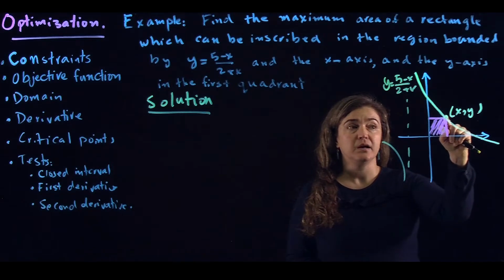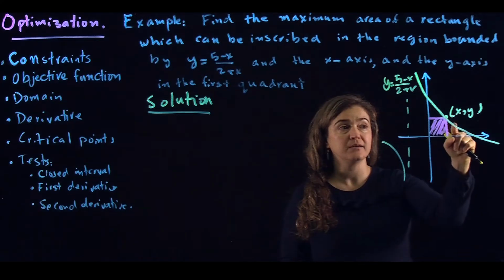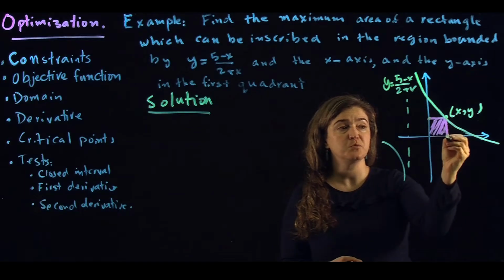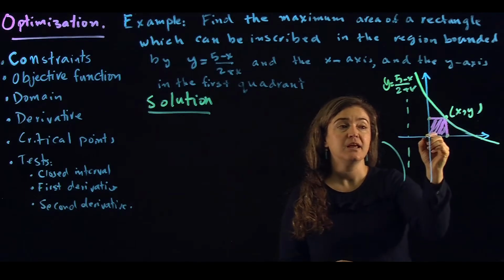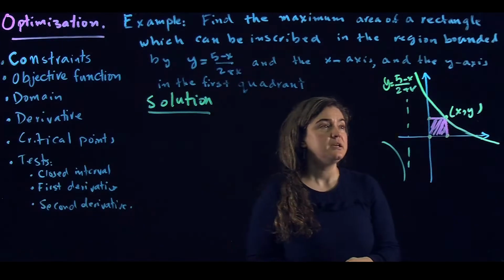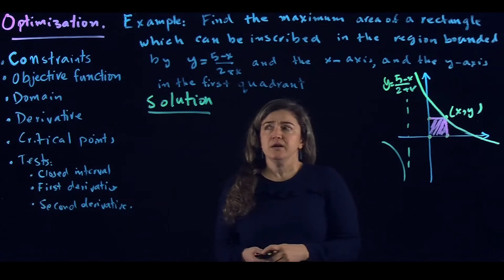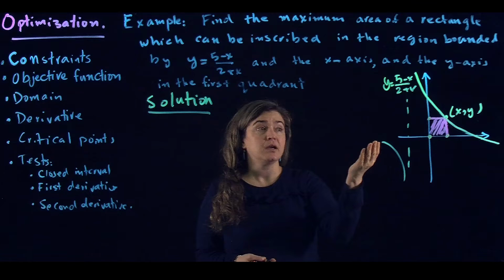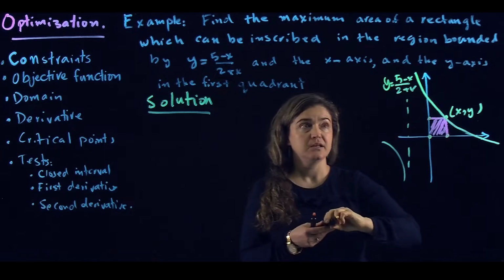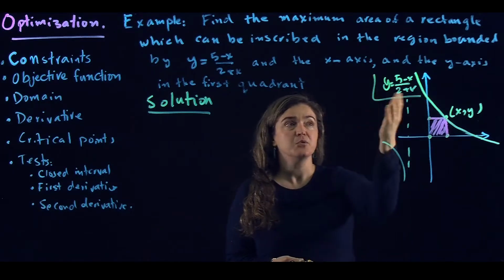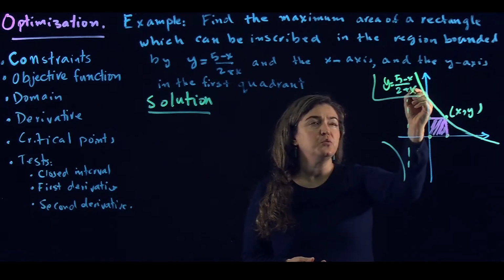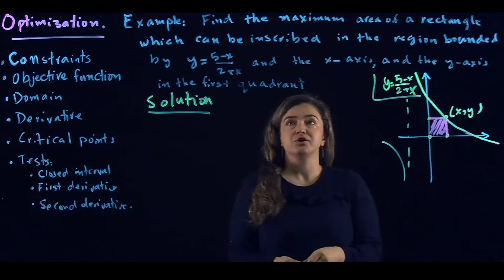So one of the vertices is going to sit on the function, and the two other vertices, one sits on the x-axis, one on the y-axis. The fourth one sits on both of them. It's the origin. Now, first thing, what is the constraint in here? The rectangle has to be sitting on our function, which is y equal to (5 minus x) over (2 plus x). What is the objective function?